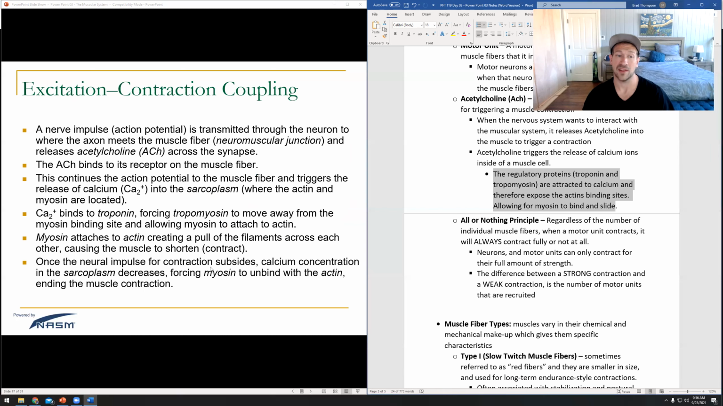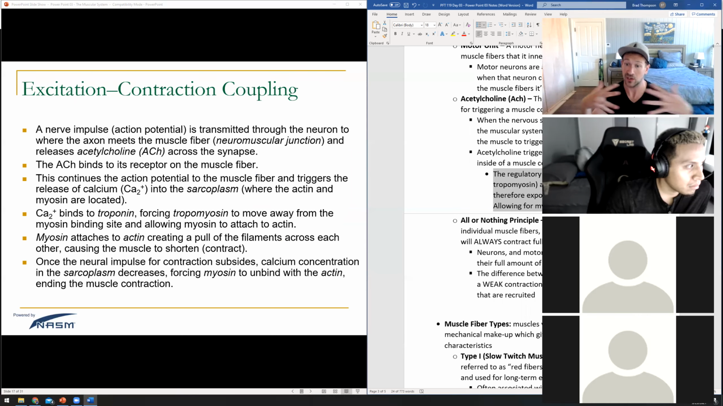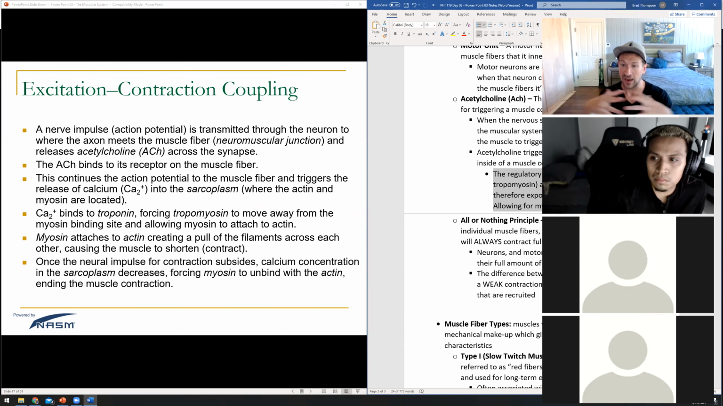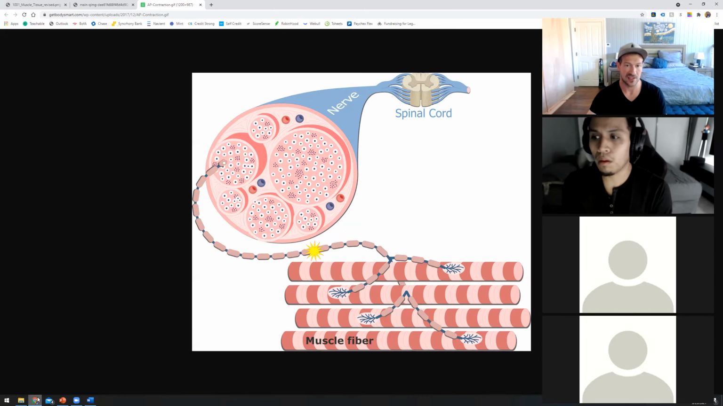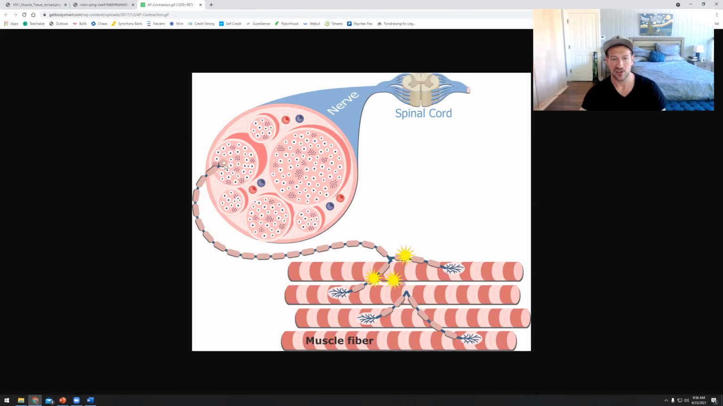So here's the thing about this, right? That's what we call excitation-contraction coupling. You are exciting a muscle, and so a contraction is happening. The fibers are coupling together, right? So again, electricity travels. You can see that in this GIF right here. Electricity is traveling down a neuron, and it gets to the muscle fiber, and it uses this chemical, acetylcholine, to cause electricity to run throughout the entire muscle fiber.